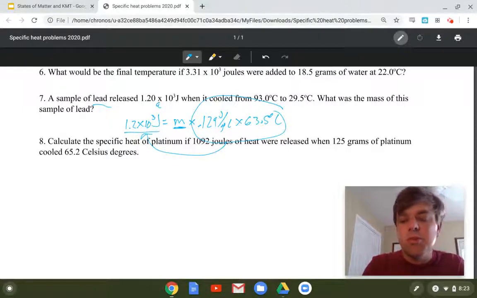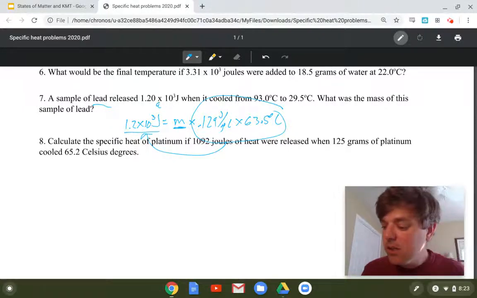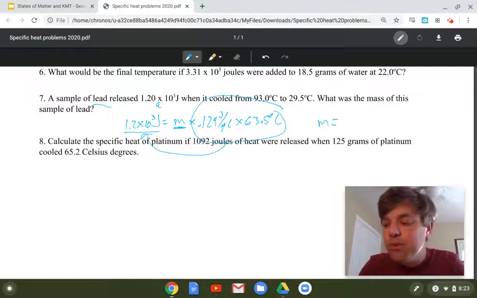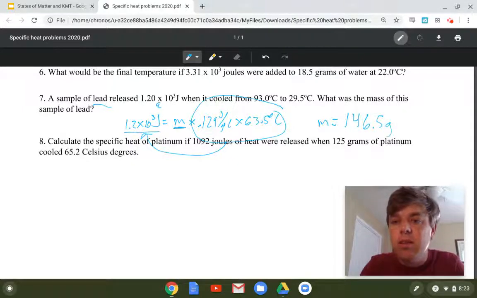So if we're solving for mass, then we need to take those two things and move them to the bottom. So in our calculator, we're going to take 1.2 times 10 to the third, which is also known as 1200, and divide it by, in parentheses, 0.129 times 63.5. And I'm coming up with an answer. The mass equals 146.5 grams.